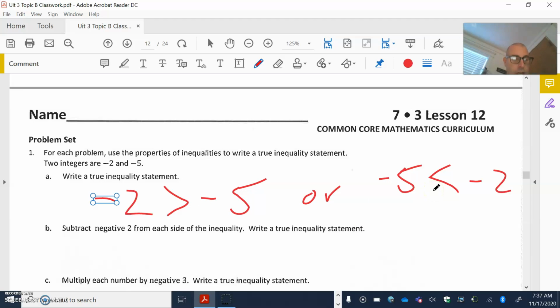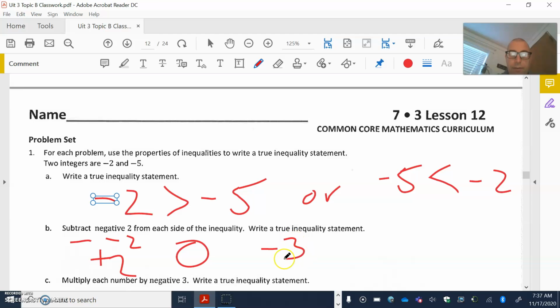So let's see here. It says subtract -2 from each side. Okay, so a little tricky here. The wording here, subtract a -2. So that's really a double negative, which means we're actually going to be adding 2 to both sides. So if you take -2 and you add a 2 onto it, you get 0. Take the -5 and add a 2 onto it, you're going to get yourself a -3.